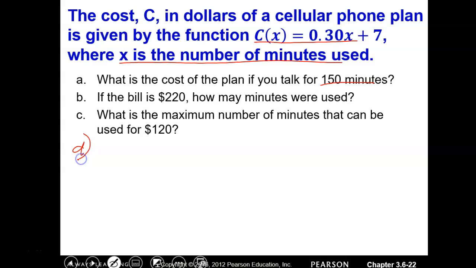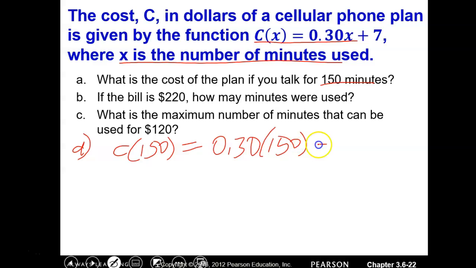So for part A, we have C of 150. Now we replace x with 150: 0.30 times 150. So we do the calculation, and we get 52.